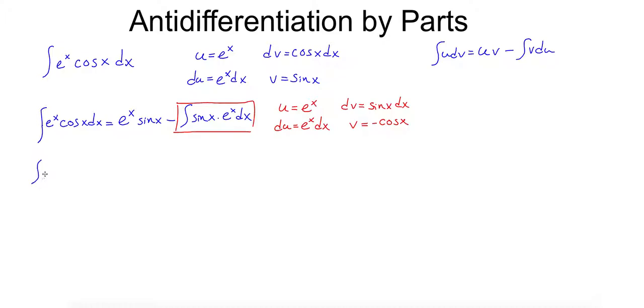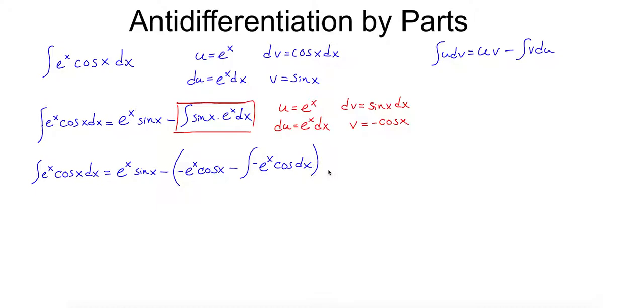So we'll get the integral of e to the x cosine x dx is equal to e to the x sine x, minus, and this is going to be u times v, so minus a negative e to the x cosine x, minus the integral of v du, so that's going to be a negative e to the x cosine x dx.